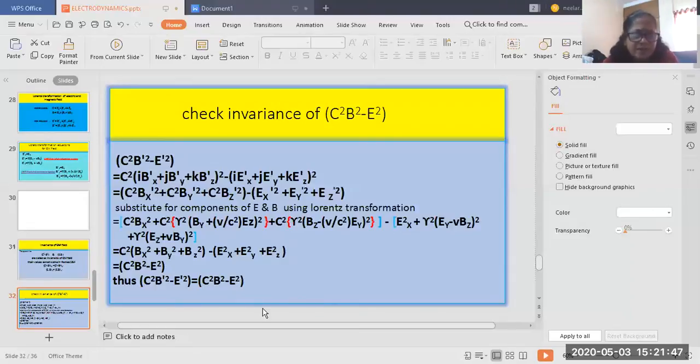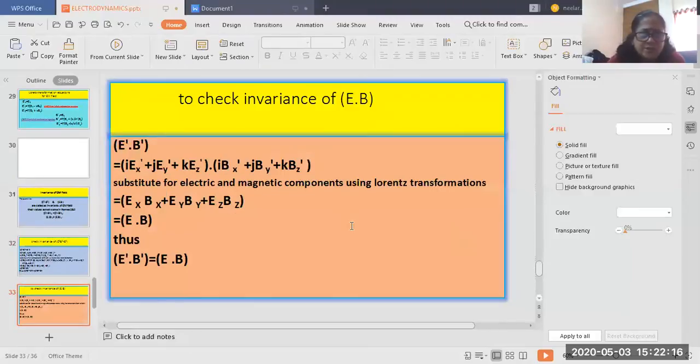What is the identity? The bracketed term in the S dash frame is equal to the term in the S frame. That is what the identity tells. So equal means it is constant. It is invariant of the frame of reference, whether it is moving or stationary. This bracketed term value always comes out to be constant. Fine. So next we will check another invariance, that is E dot B.